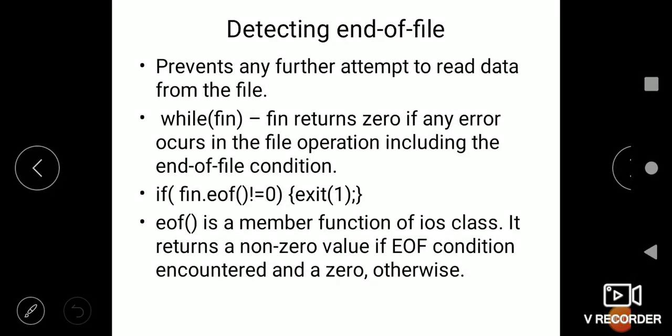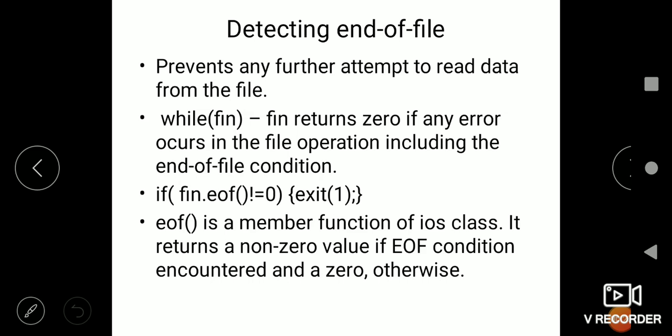After learning how to open and close files, we are going for some theory portions, that is how we can detect the end of file. Why do we have to detect end of file? To prevent any further attempt to read data from the file, because we have to know when the file ends. For that we will be using two ways.